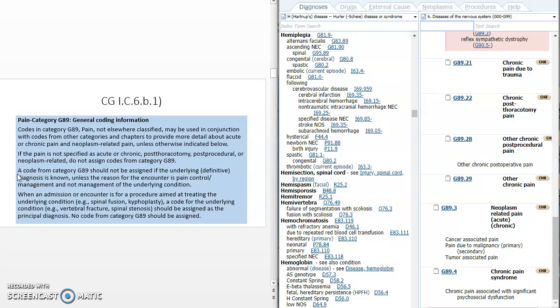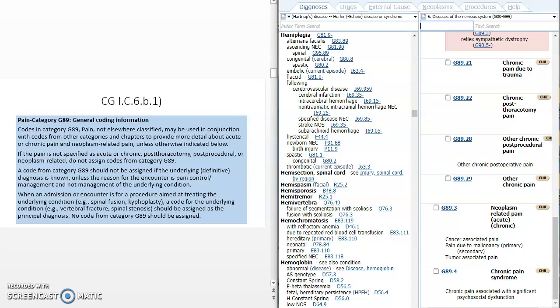So then it says a code from category G89 should not be assigned if the underlying definitive diagnosis is known, unless the reason for the encounter is pain control, pain management, and not the management of the underlying condition. When an admission or encounter is for a procedure aimed at treating the underlying condition, such as a spinal fusion procedure or a kyphoplasty, a code for the underlying condition, for example a vertebral fracture or spinal stenosis, should be assigned as the principal diagnosis, and no code from category G89 should be assigned.